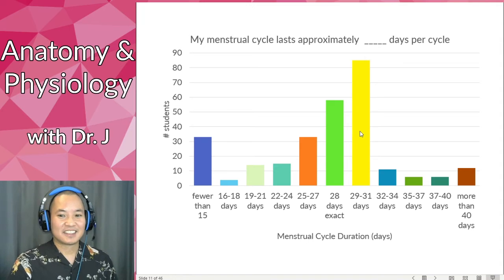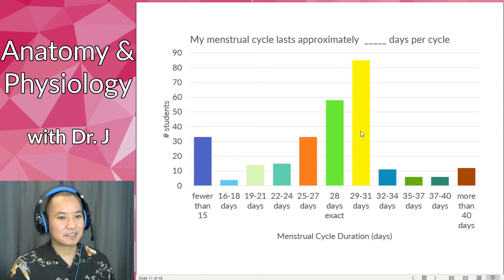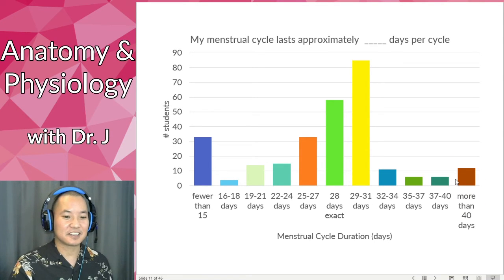So again, just because you don't have a 28-day menstrual cycle doesn't mean you're not normal. In fact, the most common thing is that we see a big range. Some women actually have menstrual cycles more than 40 days, or sometimes fewer than 15.